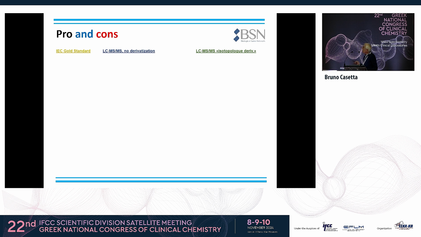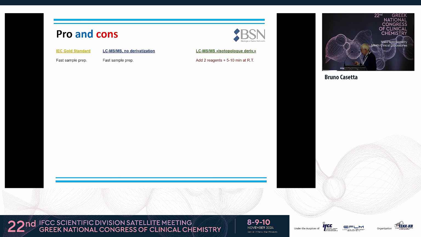So the first one is, of course, the gold standard, which is still referred to as the gold standard. The LC-MS, let's say, with the traditional approach, with no derivatization, as most people like, and this new approach, which I call isotopolog derivatization, where in fact we are labeling not the analyte anymore, but the reagent.